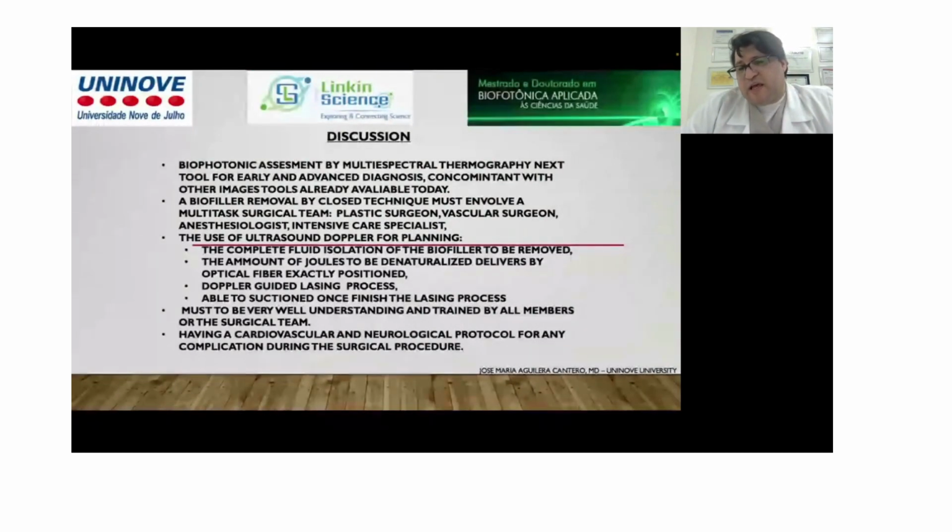Also, we have to decide the diameter of the fiber that is going to deliver the photons, and how we have to encompass the total amount of foreign body to be removed, and also have control of the cardiovascular and neurological procedure with protocols for any complication during the surgical procedure.